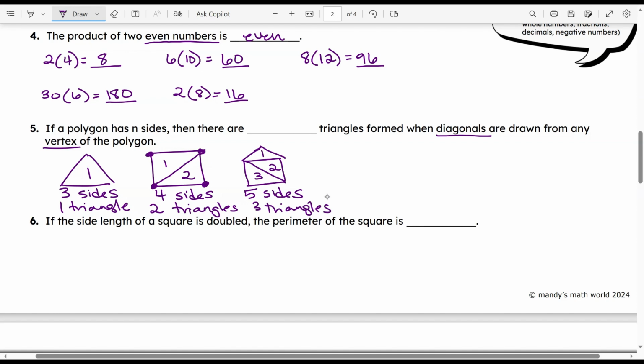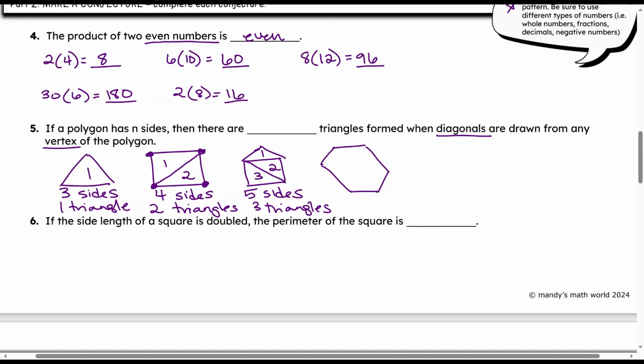Okay, let's draw a hexagon now. Let's see, 1, 2, 3, 4, 5, 6. Oh my gosh, that is super ugly, but that's okay. It doesn't have to be perfect. And now let's draw some diagonals. So maybe from here to here. And look, I can draw it from here to here. I can draw it from here to here because it says from any vertex of the polygon. So I have a 6-sided figure, which is a hexagon.